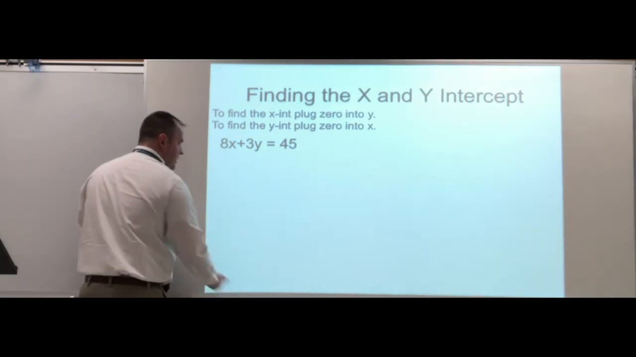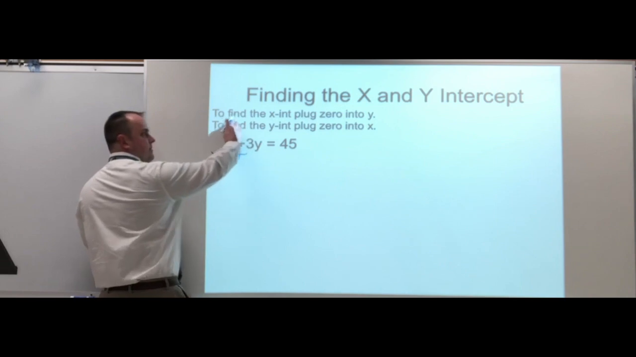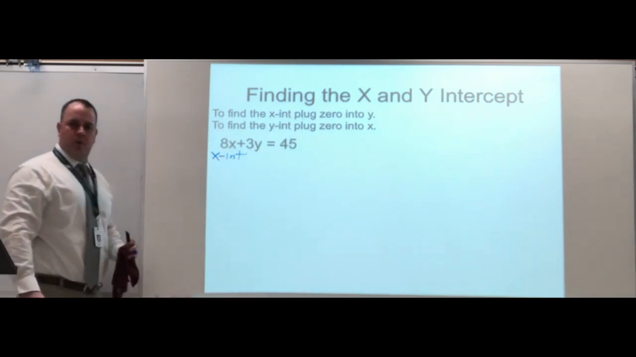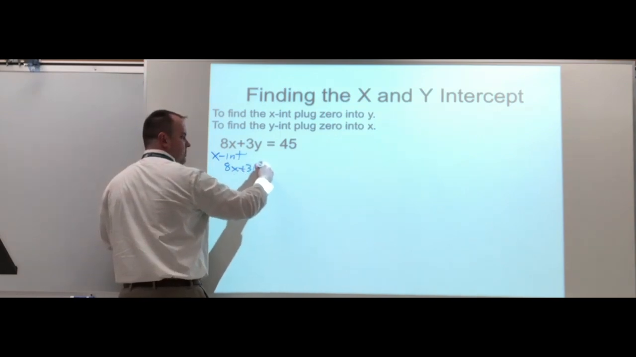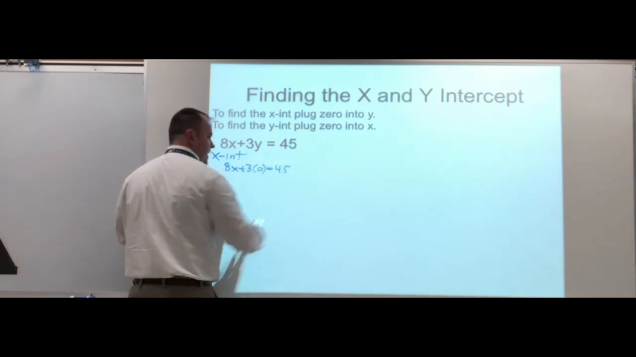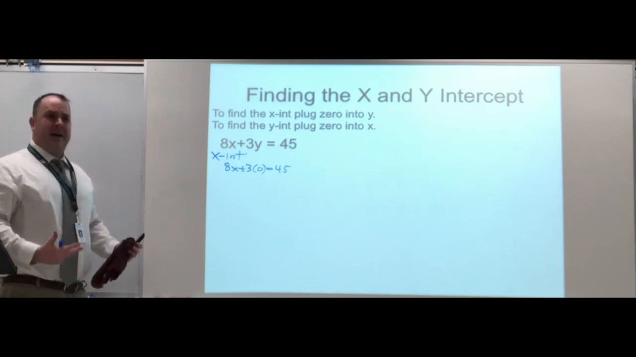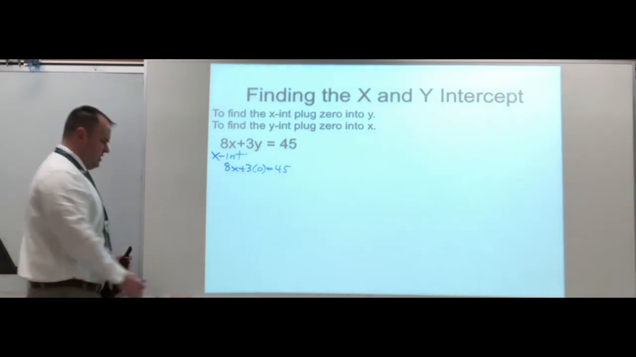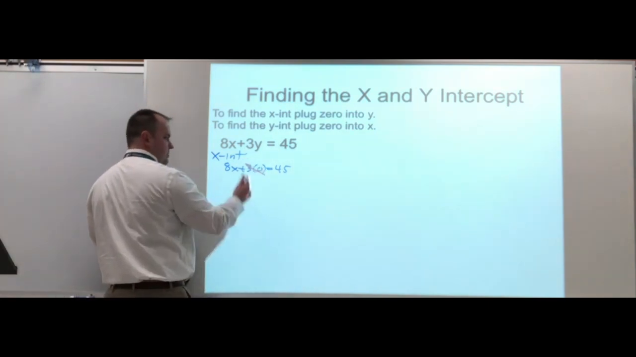So let's first look at the x-intercept. To find the x-intercept, you plug 0 in for y. So I'm going to plug in 8x + 3 times 0 = 45. Now, what's nice about that is the math when you're plugging 0 in is usually kind of simple. 3 times 0 is going to be 0. Cancels out.